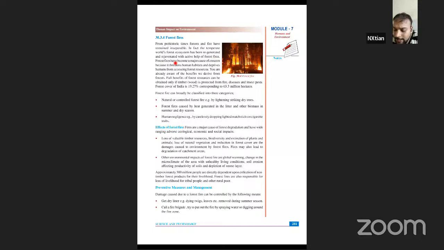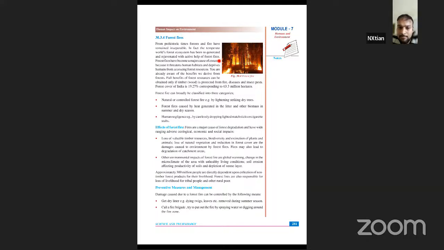So, forest fire has become a major cause of concern, because it threatens human habitat and deprives humans of accessing the forest resources. Basically, there are many theories for how forest fire happens. Sometimes, if dry leaves are there in a deciduous forest. A deciduous forest is a forest in which shedding of leaves happens.